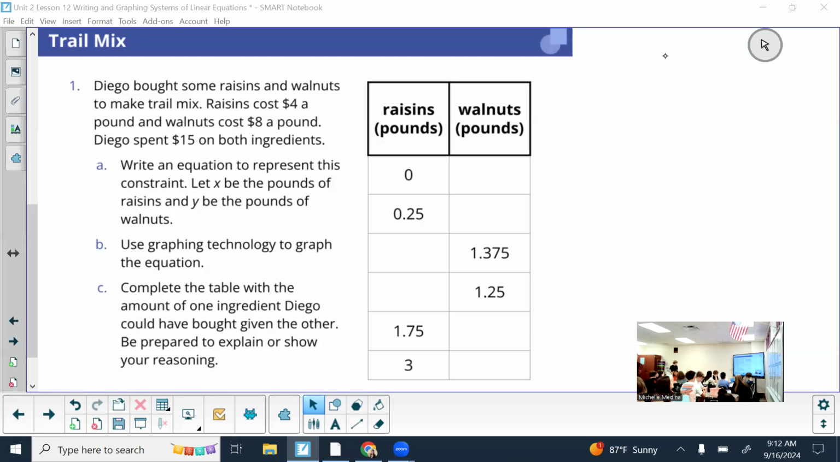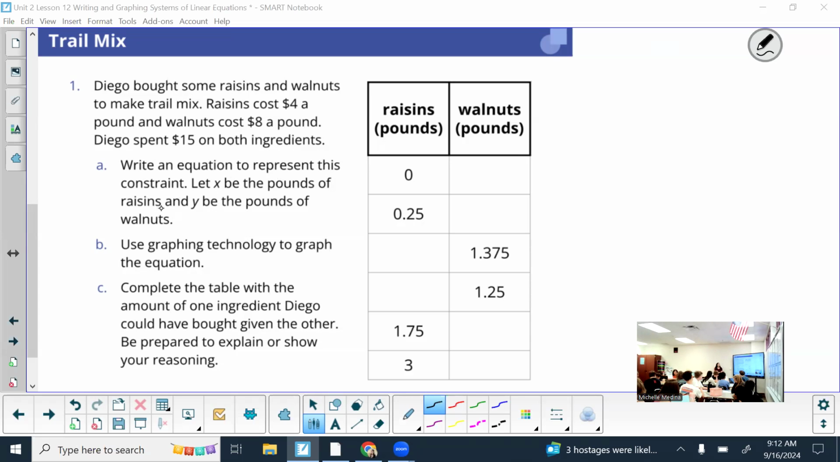So Diego bought some raisins and walnuts to make trail mix. Raisins cost $4 a pound and walnuts cost $8 a pound. Diego spent $15 on both ingredients. First thing you need to do is write an equation to represent this constraint, or really just the situation in general.